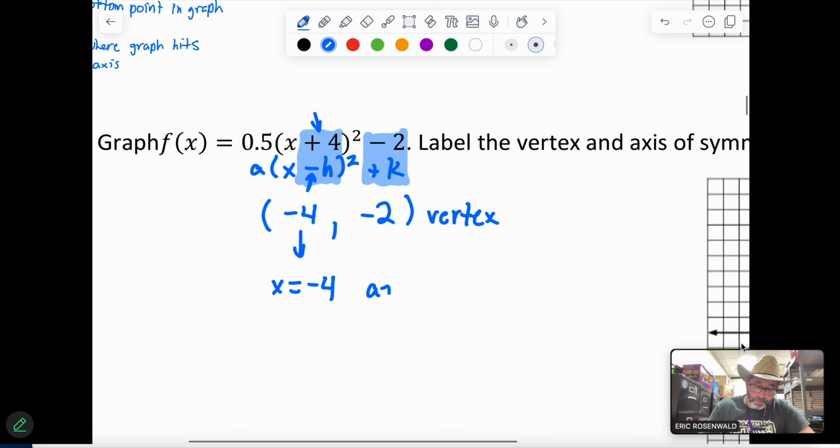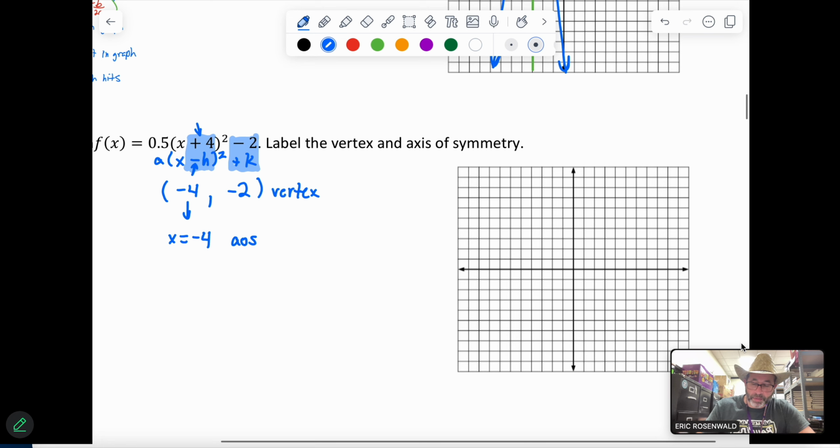That's my AOS. All right, let's go ahead and put our points in here. So we have -4 and -2. Okay. Our axis of symmetry is going to be a vertical line that's going to go directly through this.